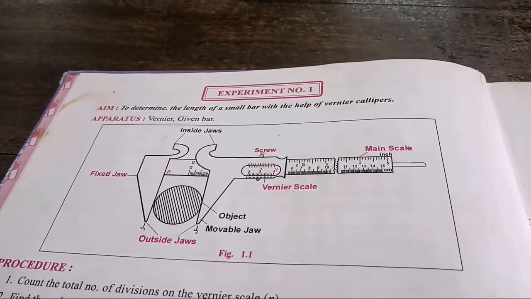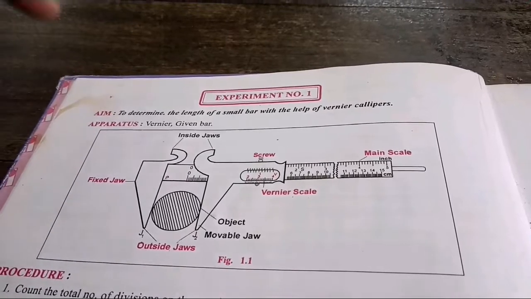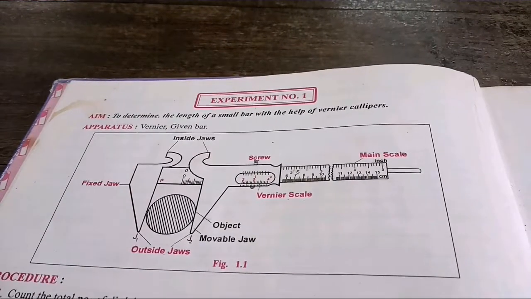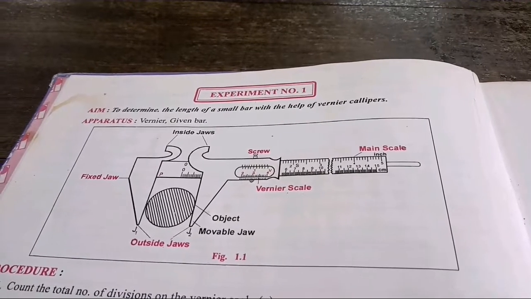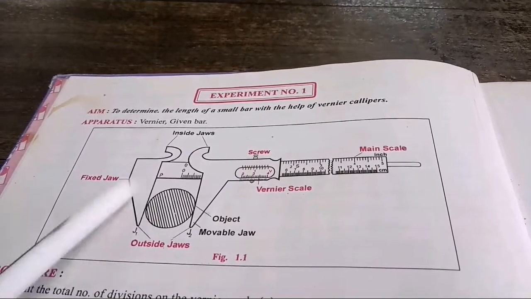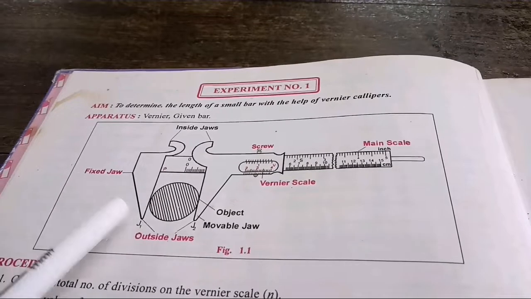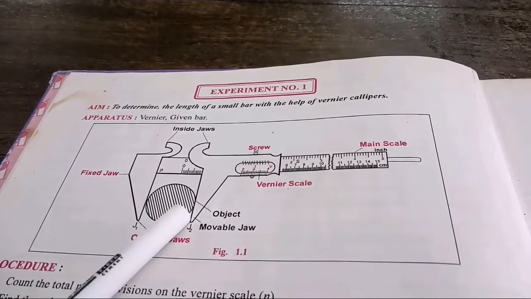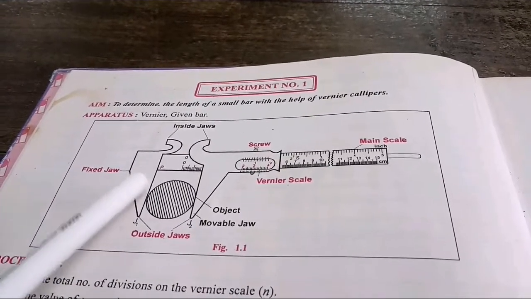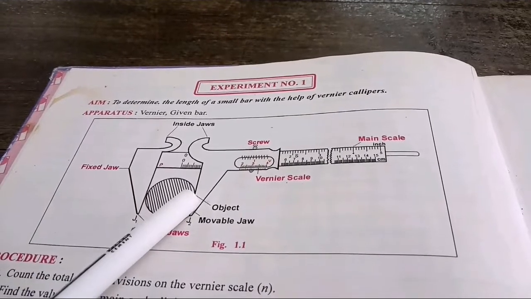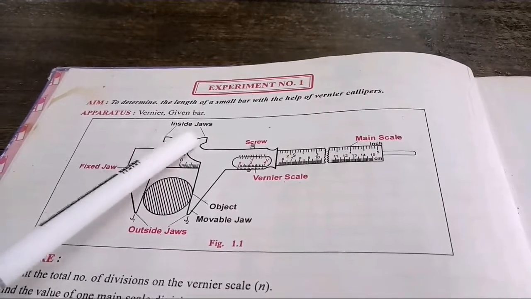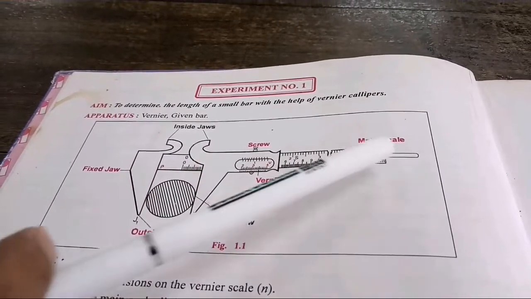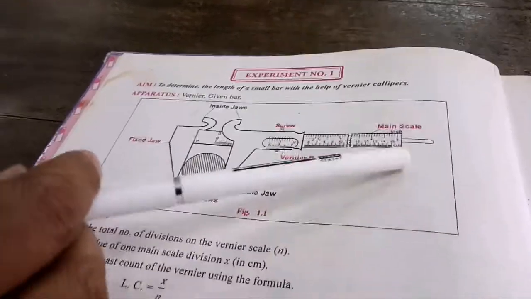Today's practical is to use the vernier calipers to determine the length of a simple bar. You may have seen the vernier calipers. This is the vernier calipers. Two jaws are there. One is the fixed jaw, which cannot move, and this one is the movable jaw, which can move here and there. Two inside jaws are also there, and one more thing is also there.